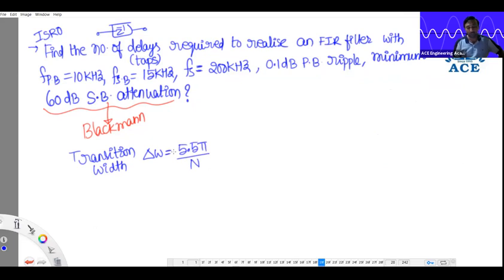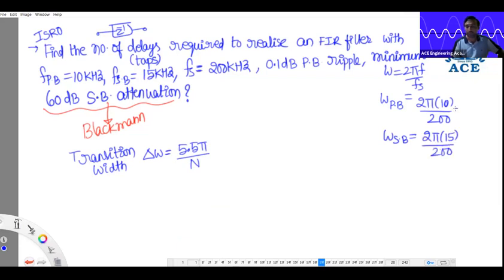How to get the transition width? First you normalize the frequencies. What is our normalizing formula? 2 pi f by fs. Use that and normalize. 2 pi into 10 by 200. What about omega stop band? 2 pi into 15 by 200. This becomes 0.1 pi. This becomes 0.15 pi. First you normalize the frequencies.